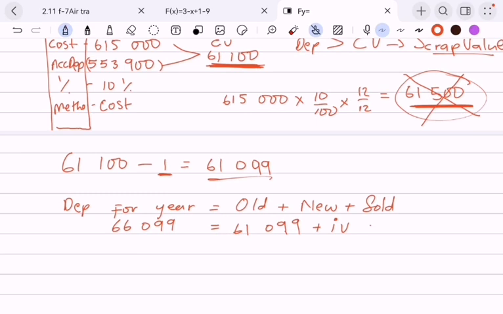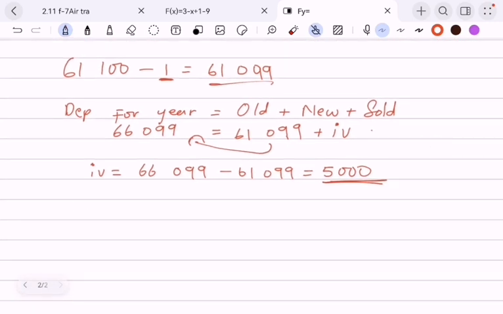Beautiful. So in mathematics, people obviously know they would have to transpose that. But in this case, you reverse your calculations, which is going to be 66,099 minus 61,099. And you would get your Roman figure 4. And that is the depreciation of the new asset. So 66,099 minus 61,099. We are getting 5,000. So this is the depreciation of the new.